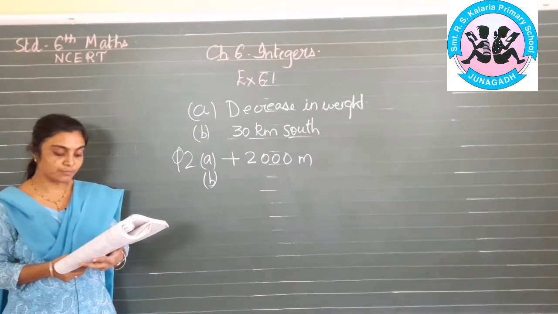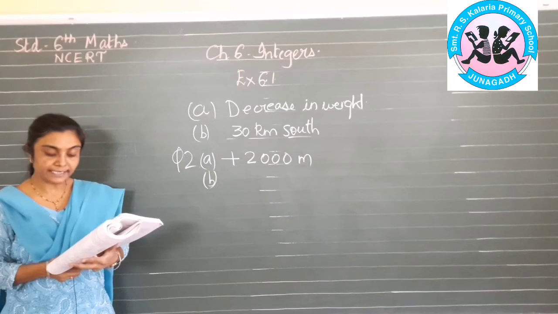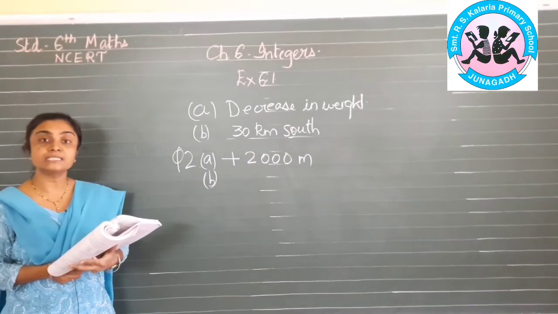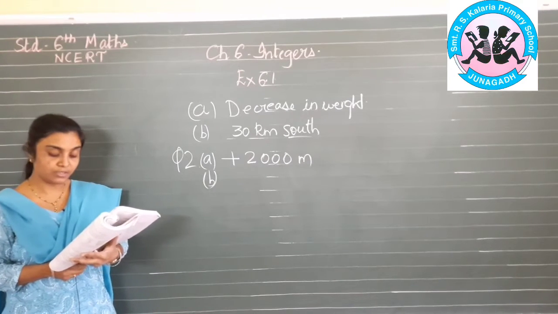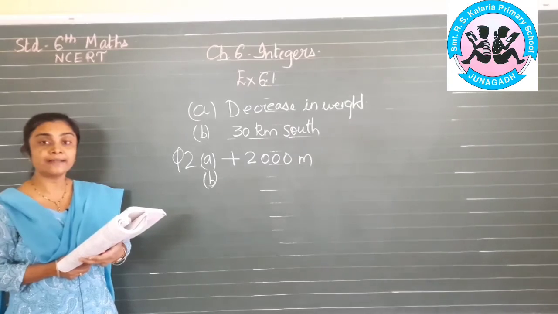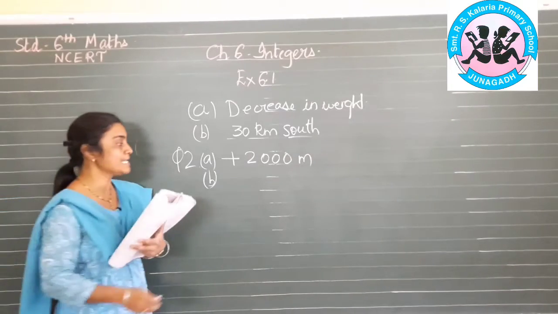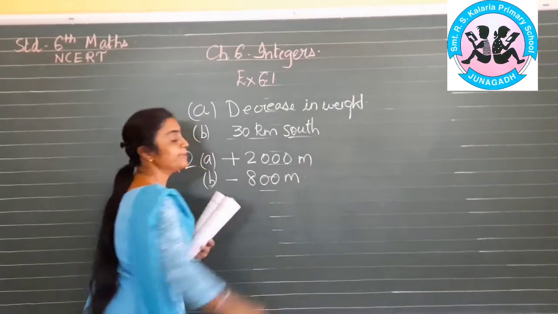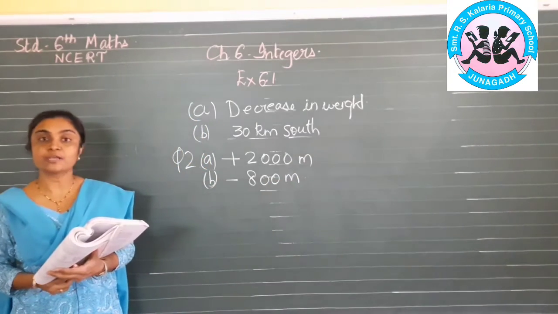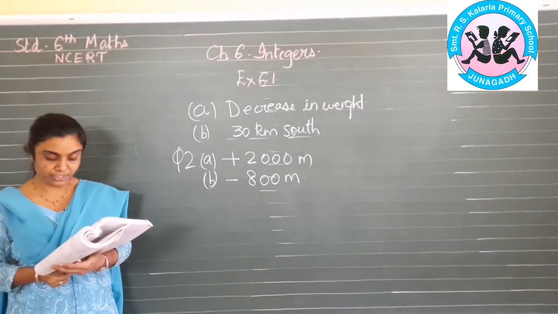Now let us see B. A submarine is moving at a depth 800 meter below the sea level. Below means it will come in the negative number. So below the sea level it is 800 meter. So the answer will be minus 800 meter. Rest of the questions you can perform using the same logic.